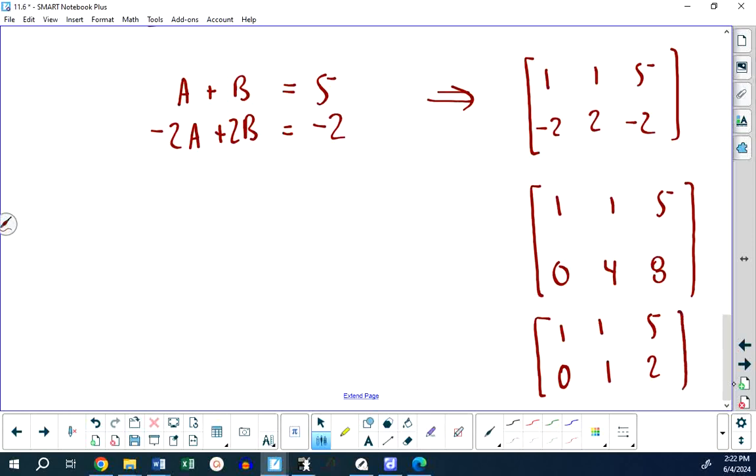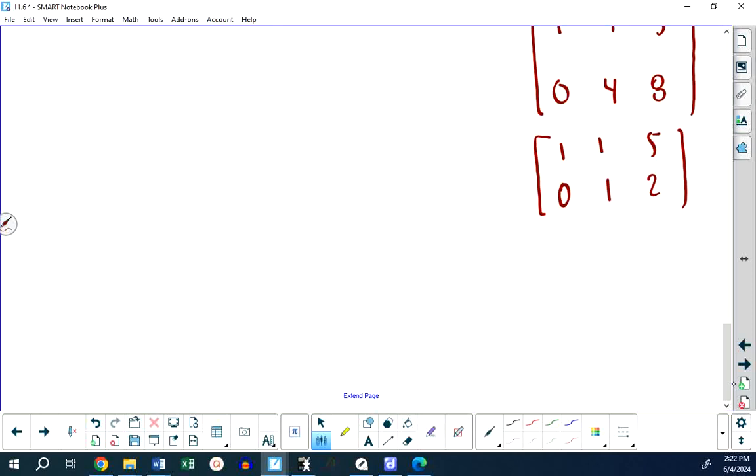If I want to know what a is, I need to make this a 0. So I can take the top equation and subtract the bottom equation and write the result in the top. 1 minus 0 is 1, 1 minus 1 is 0, 5 minus 2 is 3. So a is 3, b is 2. I think that's overkill.